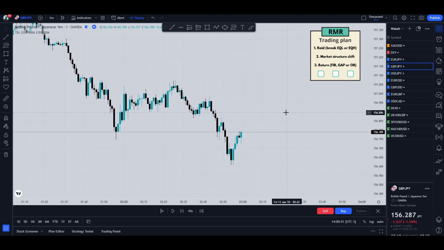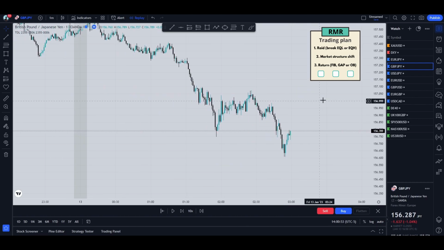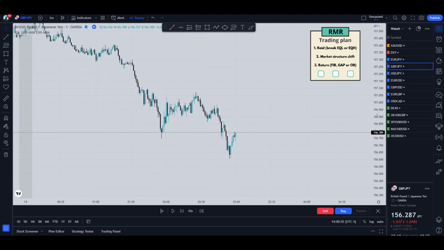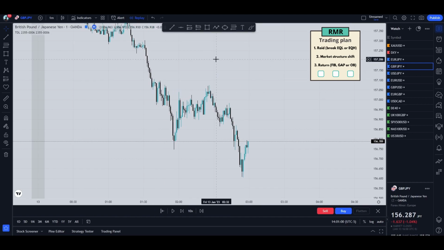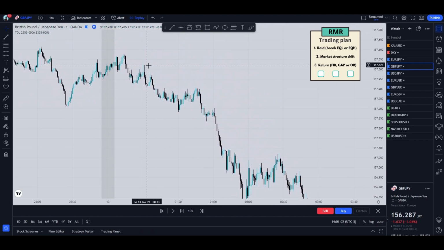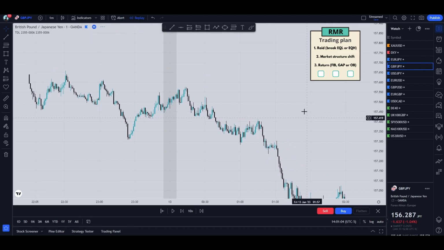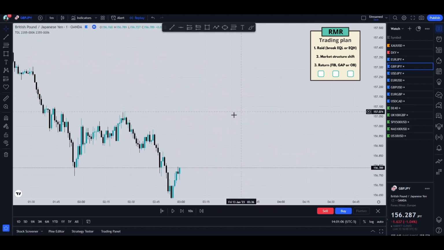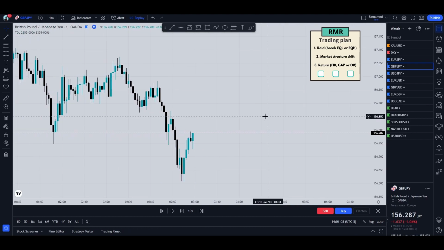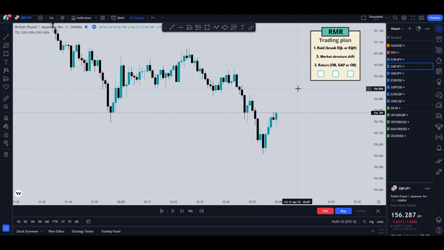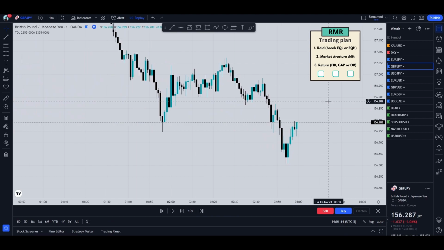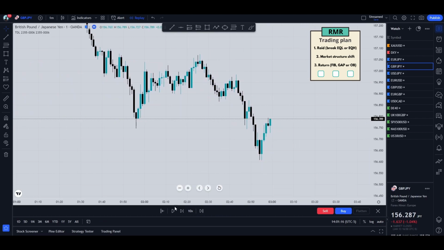So my bias is that we are going down today, so I will be looking to sweep some of the highs like this one, or these, or this one. You know what I mean. So when we have swept some highs and we see a market structure shift, then I'll be looking for a short because we are in a downwards trend, if you know what I mean. So let's play it and see how it goes, and if we sweep some highs.